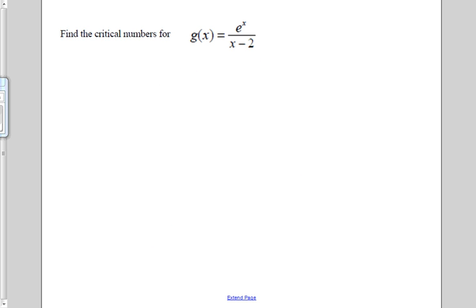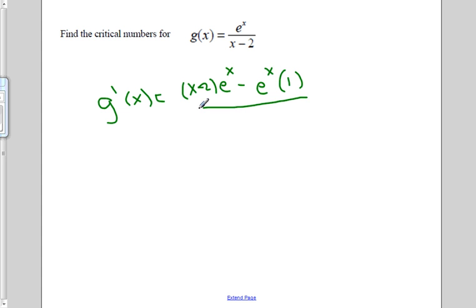What about this? Find the critical numbers for this function. Well, we need to find the derivative, and we're going to use the quotient rule. So it's low d high, and the derivative of e to the x is just e to the x, minus high d low, and the derivative of the low is just 1, all over low squared.